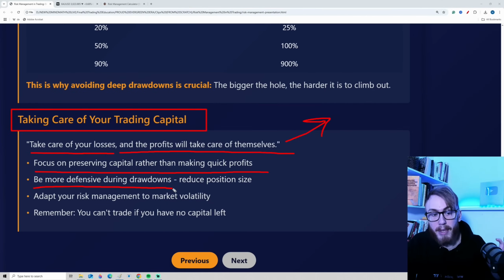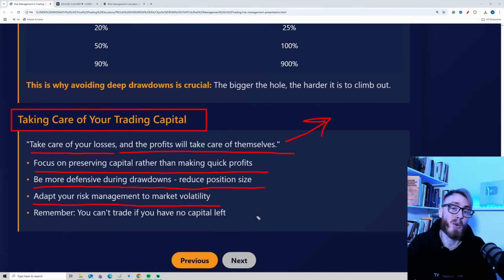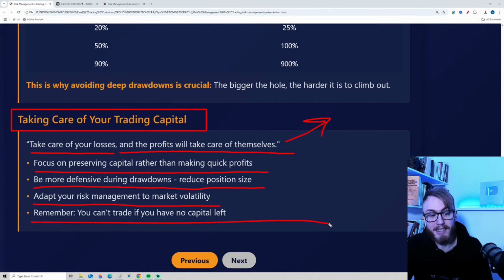Also, make sure to be more defensive during drawdowns, because as you recently saw, the bigger the hole, the harder it is to climb out. The larger the drawdown, the harder it is to recover. Another key thing is that you can actually adapt your risk management to market volatility. So if we have more volatility, you may want to reduce, for example, your position size or risk to reward ratios. And last but not least, remember, you can't trade at all if you have no capital left.